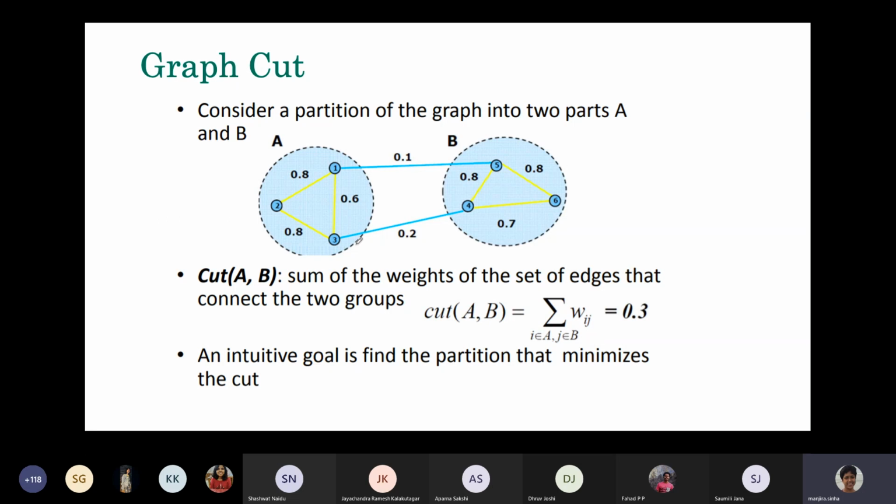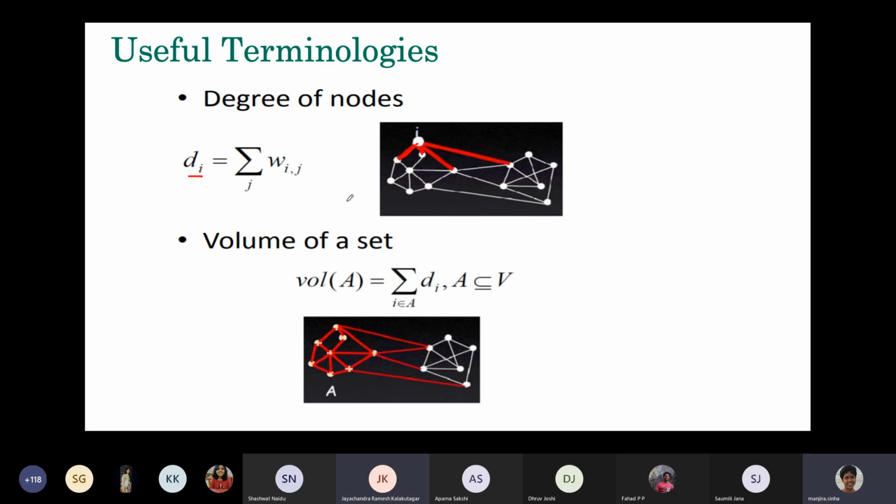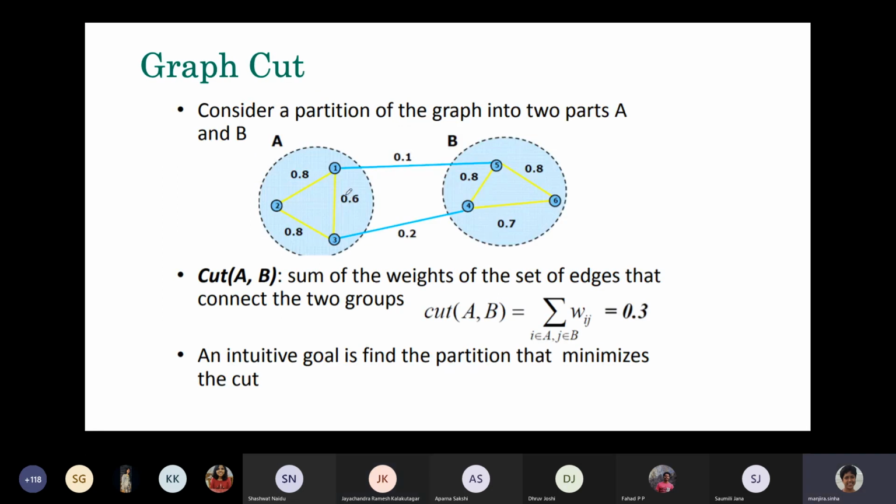So can anyone tell me what will be the volume of this part A? 2.5. 2.2. 2.3. And what will be the cut value? Actually, yeah, someone said 2.5. That is right. Why?